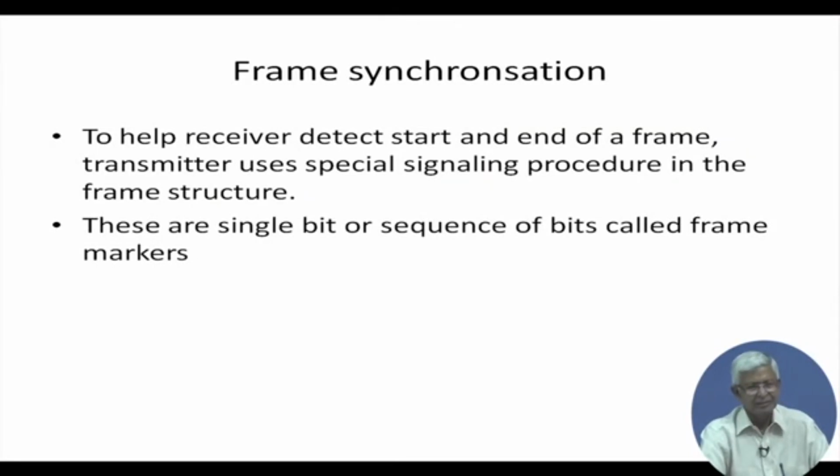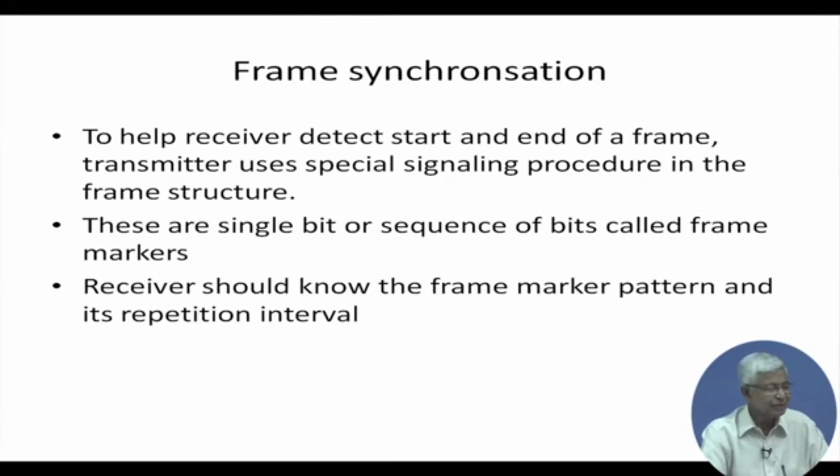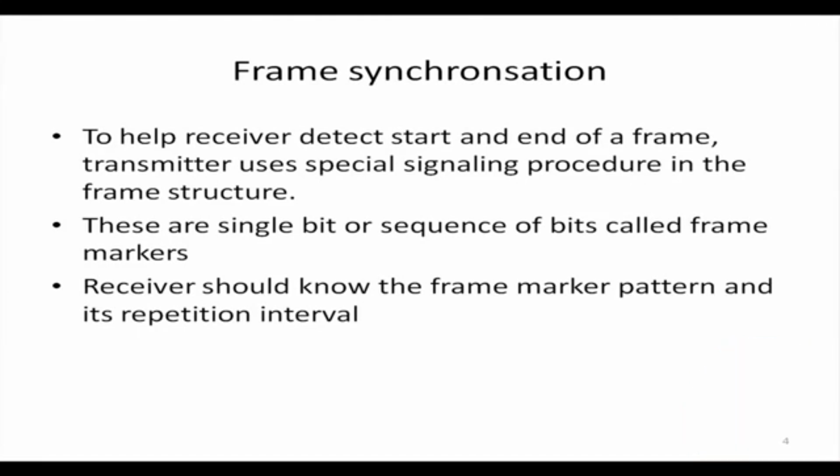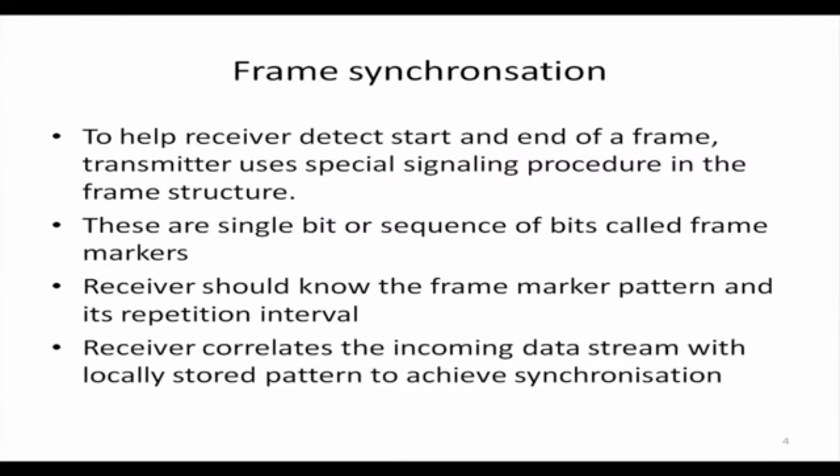Now, this could be done by the transmitter sending a single bit identification of a frame, or it could be multiple bits, a sequence of bits. It can be called a frame marker. The receiver should know the frame marker pattern and the repetition rate, the repetition interval, of that frame marker. Then only can it detect where the frame marker is. The receiver then correlates the incoming data stream with the known frame marker and finds out where the frame marker matches, and then it knows that this is the received bit stream where the frame marker has matched. This is how frame synchronization starts.